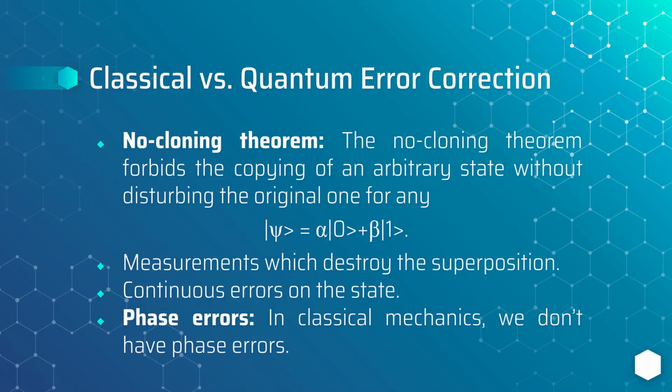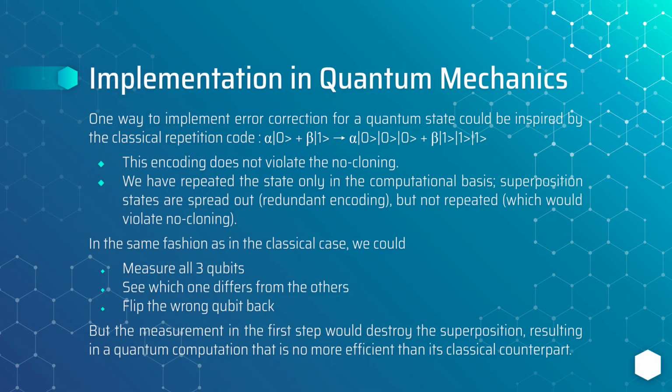So, why can't we use classical error correction in quantum? There are four reasons. The no-cloning theorem, which forbids the copying of an arbitrary state without disturbing the original. We can't do measurement, otherwise our superposition state will be destroyed or collapsed. And another thing is continuous errors on the state and phases, which are possible only in quantum, not in the classical case.